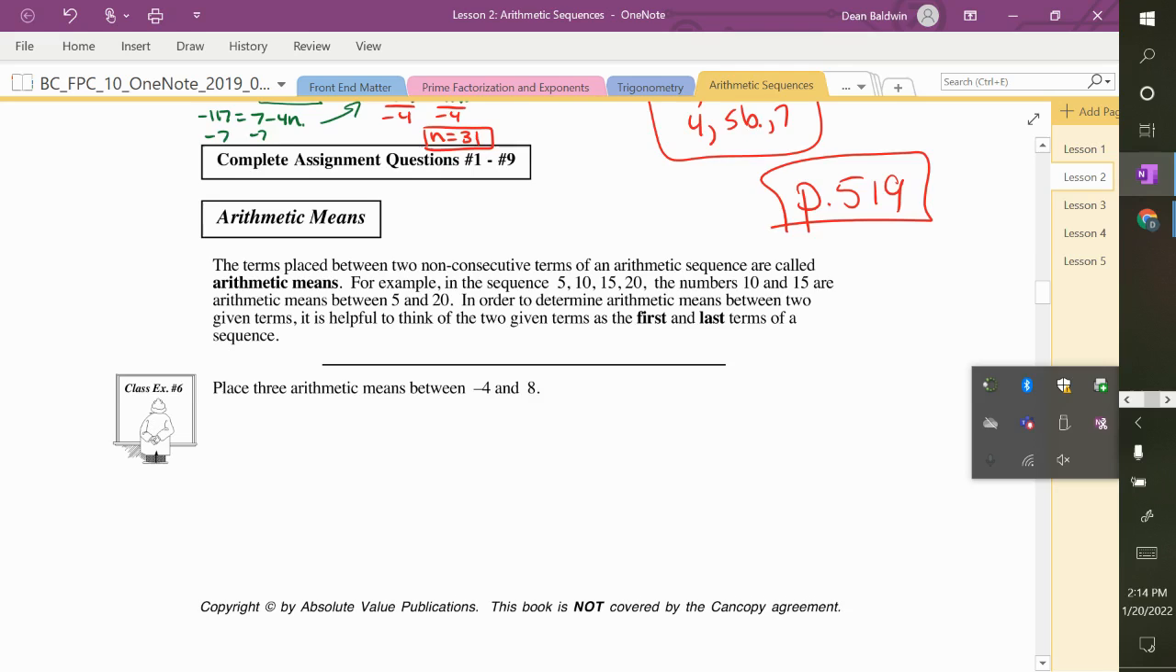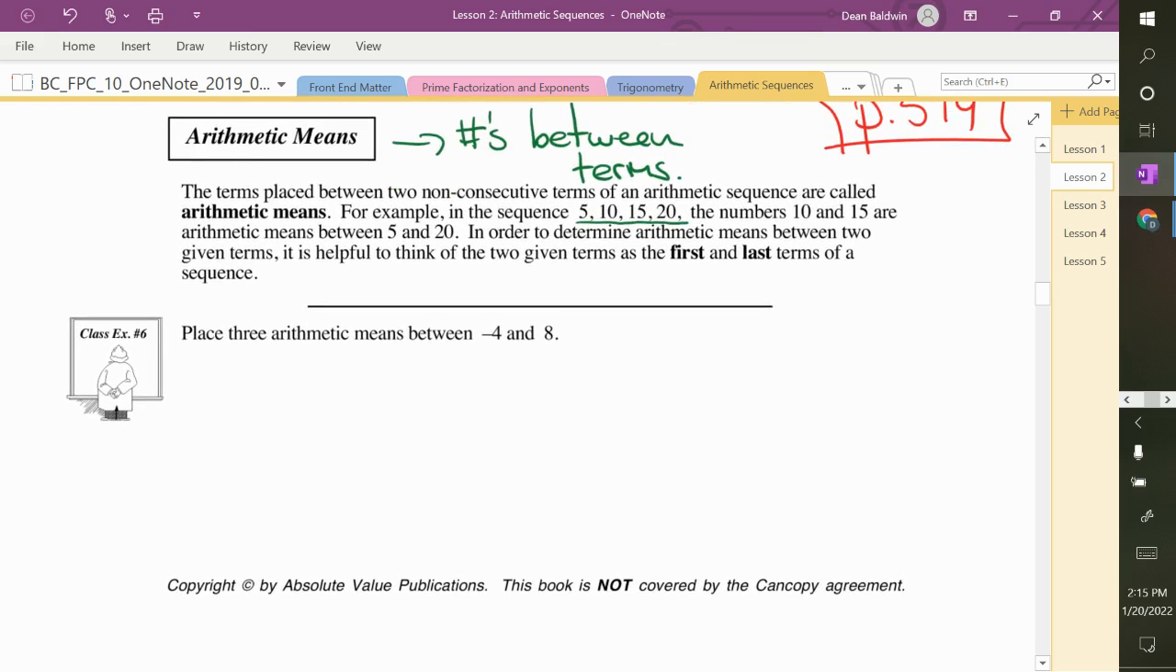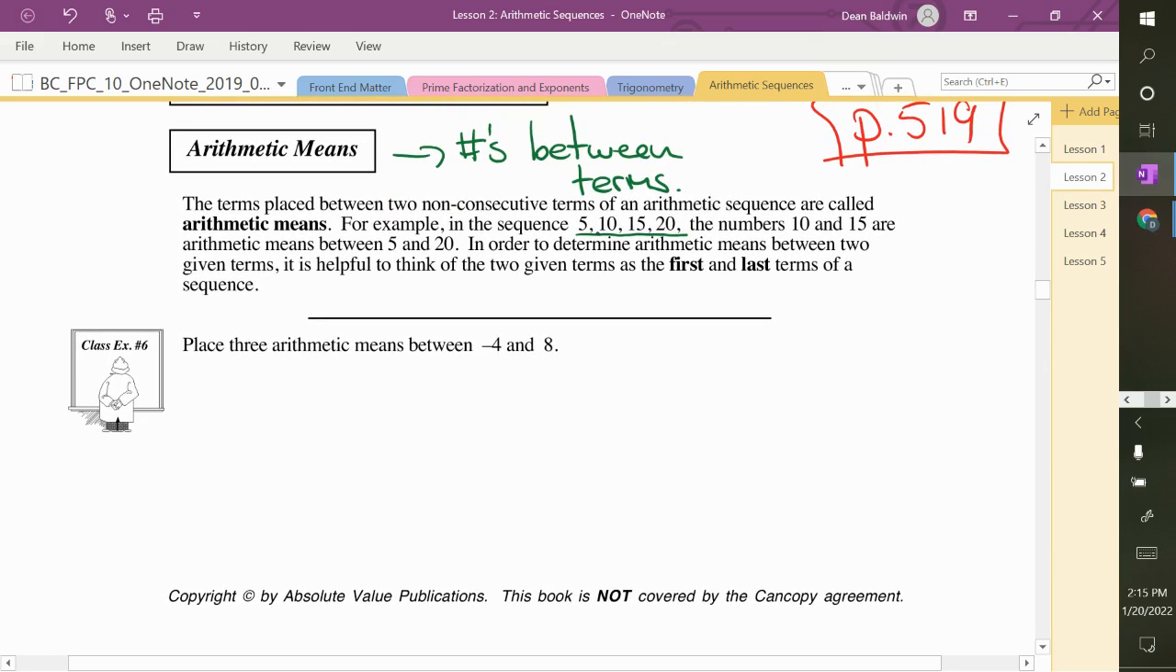Okay. 519. Arithmetic means. All an arithmetic mean is the numbers between terms. So if I say we have a sequence 5, 10, 15, and 20, 10 and 15 are the arithmetic means between 5 and 20. It's just the terms that are in between any two terms you want to say.